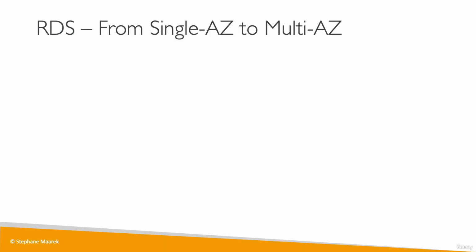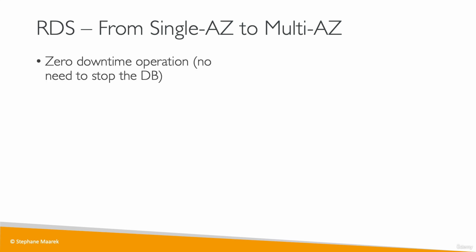So a question that can come up in the exam is around how do we make an RDS database go from single AZ to multi-AZ. So what you should know is that it is a zero downtime operation. That means you do not need to stop the database to go from single AZ to multi-AZ. The only thing you need to do is to click on modify for the database and enable multi-AZ.